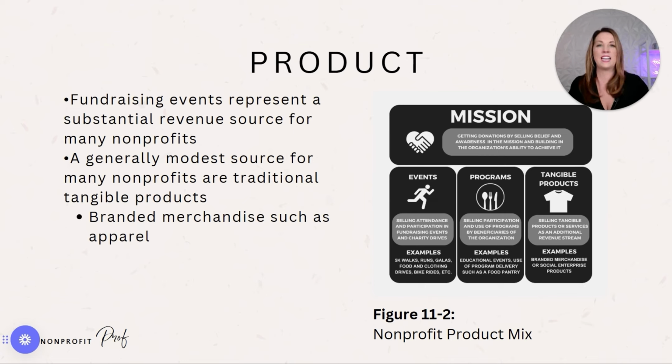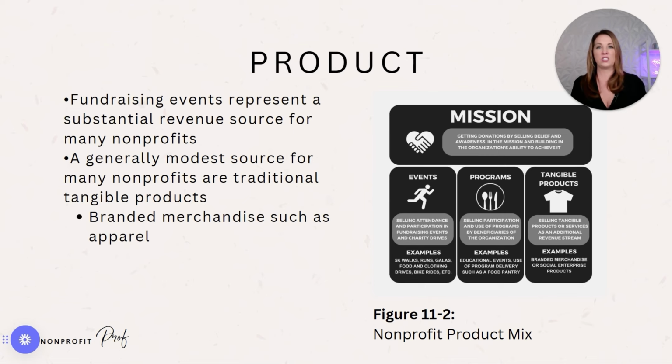Events refer to selling attendance and participation in fundraising events. Sometimes a prospective supporter, they're not just going to write a $500 check as a donation, but instead they are willing to buy 2 tickets to your black tie fundraising gala, and that costs $500. So a lot of ways that nonprofits generate additional revenue is through fundraising events. This includes things like black tie galas, less formal cocktail events and fundraisers, 5K walks, 10K runs, marathons, food drives, clothing drives, bike rides to raise money.